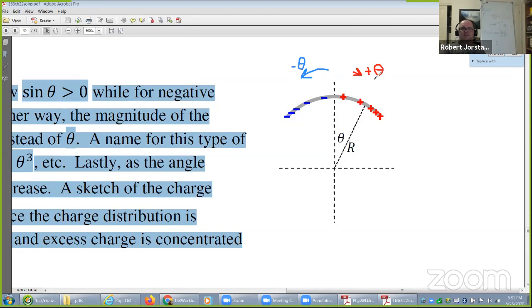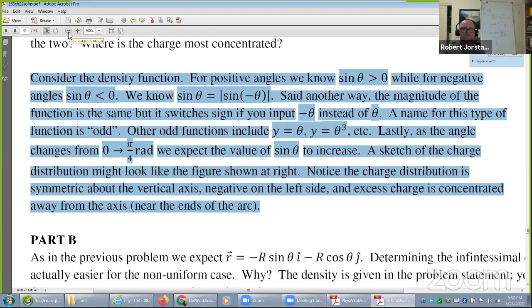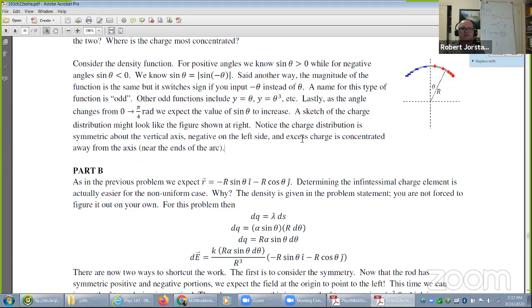Now, as theta gets bigger, sine gets bigger, we expect more charge. Good enough. And so this seems reasonable to me. There should be a very small amount of pluses here, more, and then a whole bunch out at the end. So that's what I tried to indicate there. And I did a bunch of words there if you care.